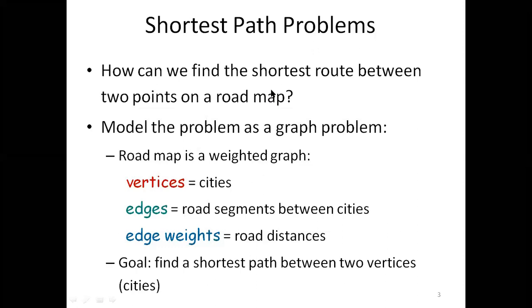So how can we find the shortest route between two points on a road map? Model the problem as a graph problem. All the cities in a country we can take as vertices, and the roads or road segments between the cities can be taken as edges. Road distances are the edge weights.